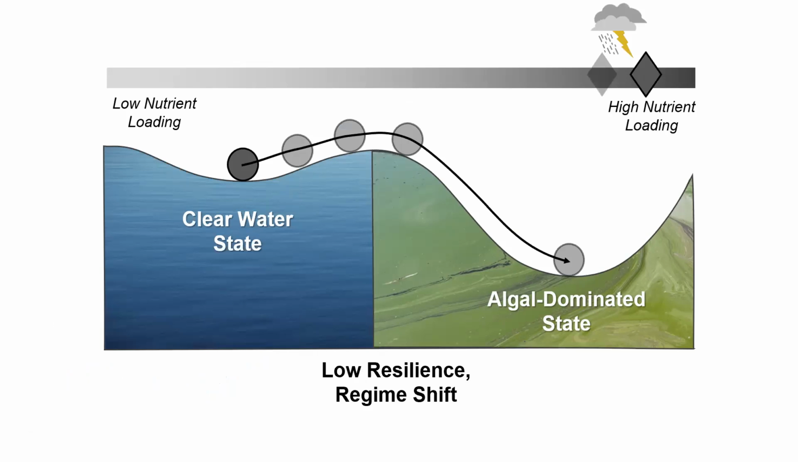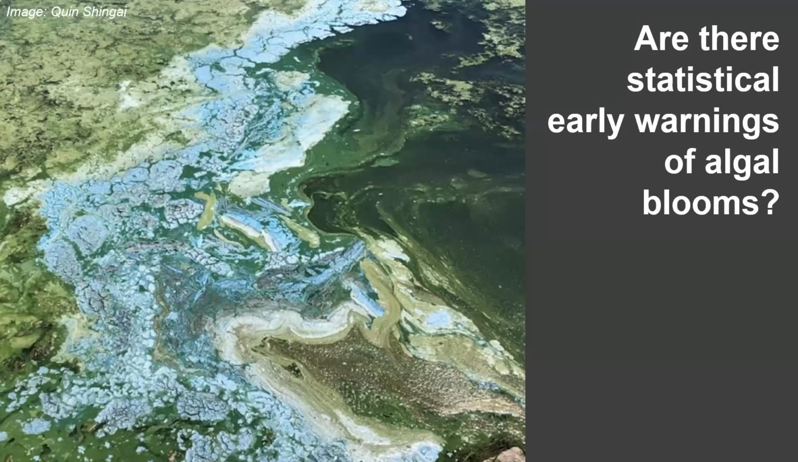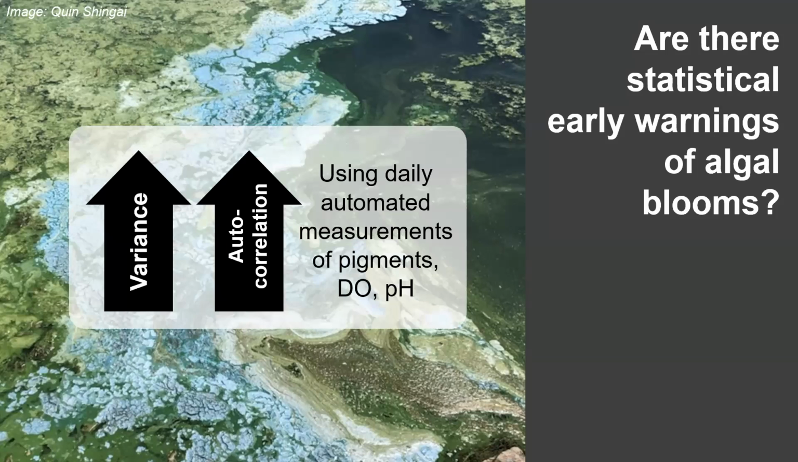Now, eventually, resilience will be so low, or there's a big enough external shock to the system, that it'll flip into that algal-dominated state. And that's particularly likely to happen when there's low resilience in the system. And so, as a part of a set of whole ecosystem experiments that we started about a decade ago, my collaborators and I were interested in understanding, are there statistical early warnings of these blooms occurring? In other words, can we use daily automated measurements of things like chlorophyll and phycocyanin to look for these increases in variance and increases in autocorrelation that should be characteristic of that regime shift to the bloom state about to occur?